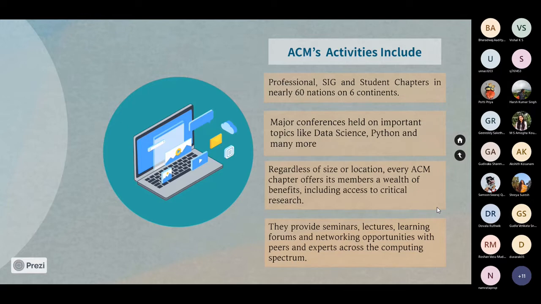And this includes access to critical research papers. All of you must be working on some projects or will at some point work on projects and will need access to research papers. So ACM helps you in that regard. ACM allows you to access these highly critical research papers as well. Now, ACM also provides you seminars, lectures, learning forums, and most importantly, networking opportunities with not just peers from all across the globe, but also with computing experts from all across the computing spectrum.